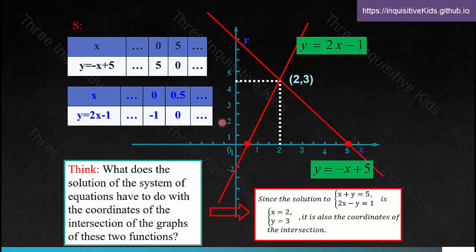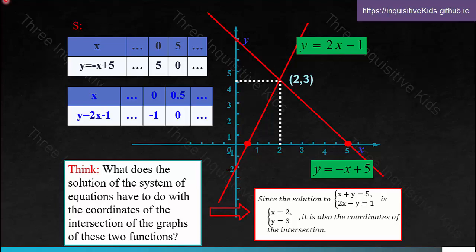So think, what does the solution of the system of equations have to do with the coordinates of the intersection of the graphs of these two functions? The solution to this system of equations is x = 2, y = 3. It is also the coordinates of the intersection. Now let me explain why.